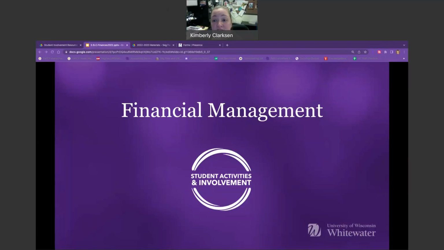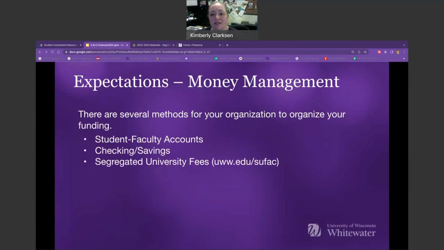Most student organizations require money to maintain a functioning group. Your organization's finances are the responsibility of your organization. We're here to help you figure out what's best for your particular group. As an organization, you have choices as to how you store those funds. These choices include student faculty accounts, bank accounts, and SUFAC accounts. Let's take a look at each of these options.